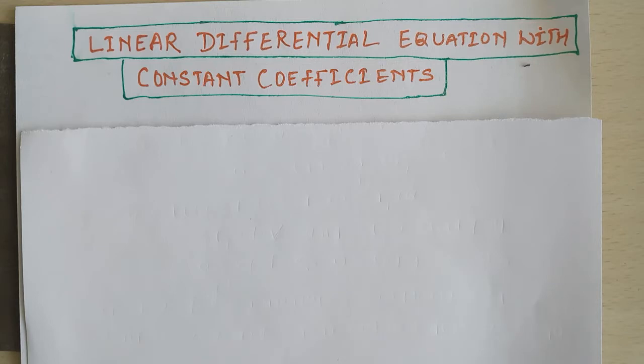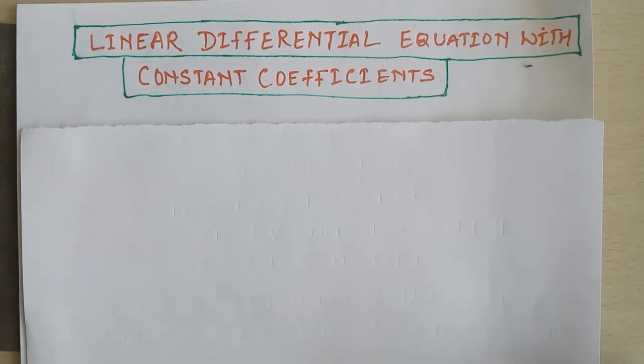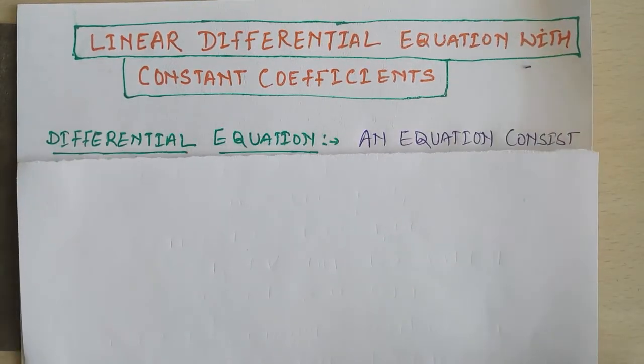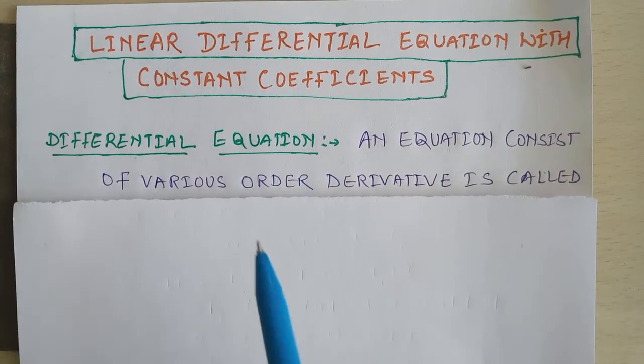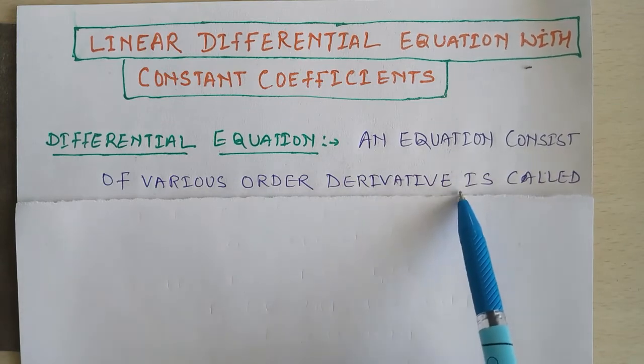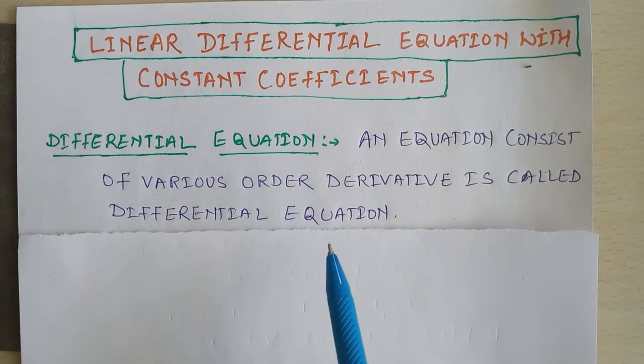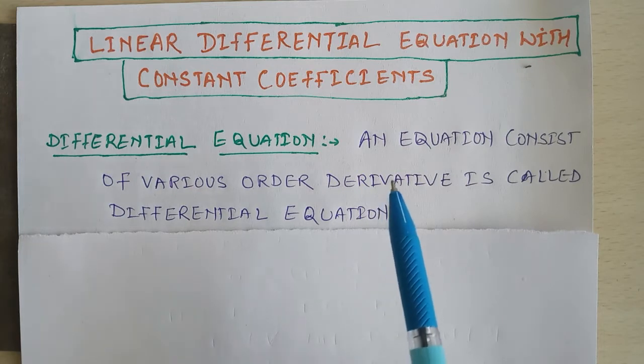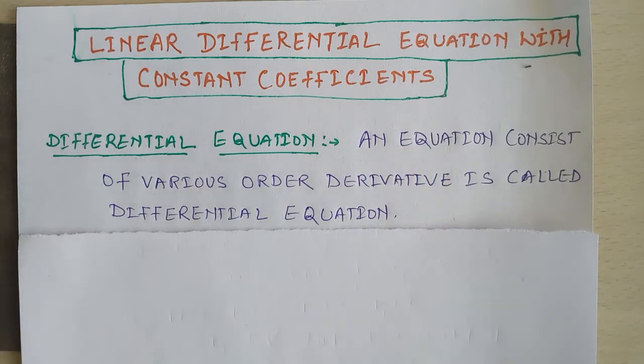In this video, I am going to discuss linear differential equation with constant coefficient. So first we define what is a differential equation. An equation consisting of various order derivatives is called a differential equation. Of course, equation means what? An expression which contains the sign of equal to is called an equation.